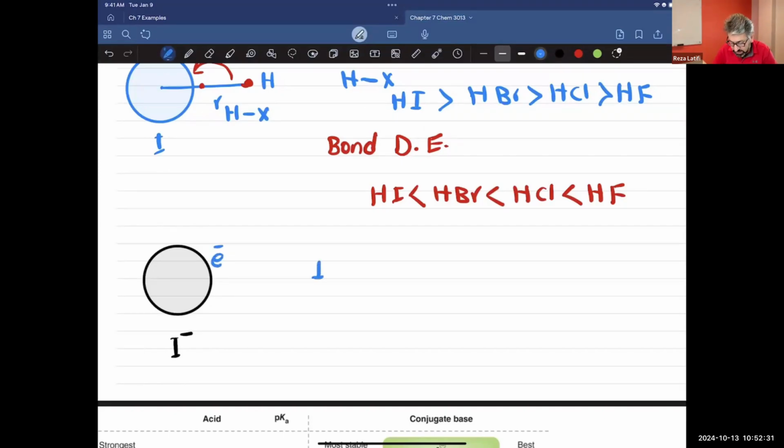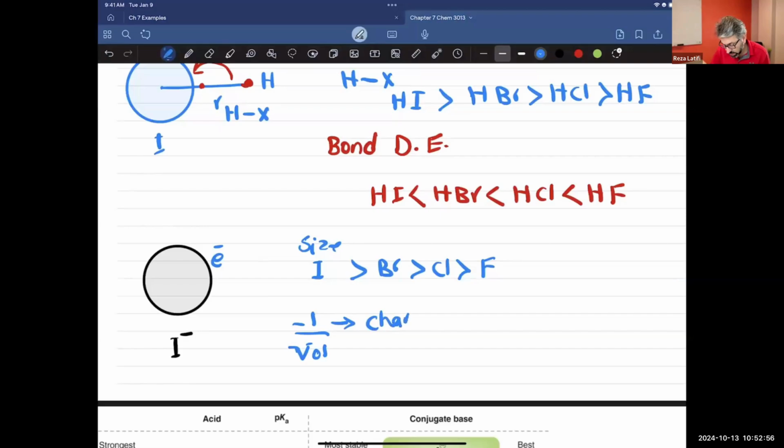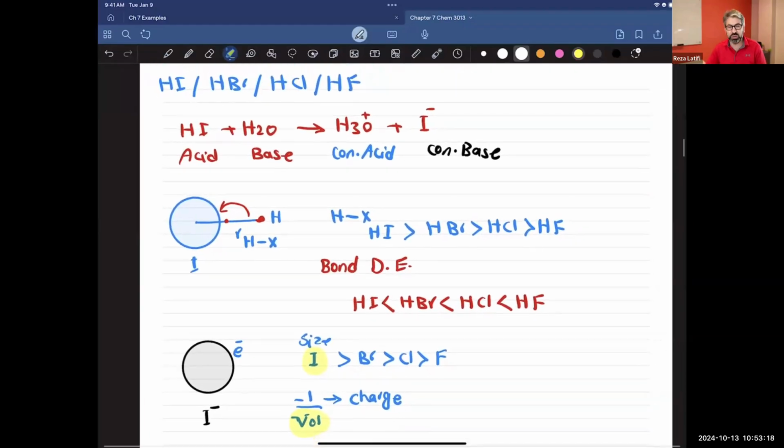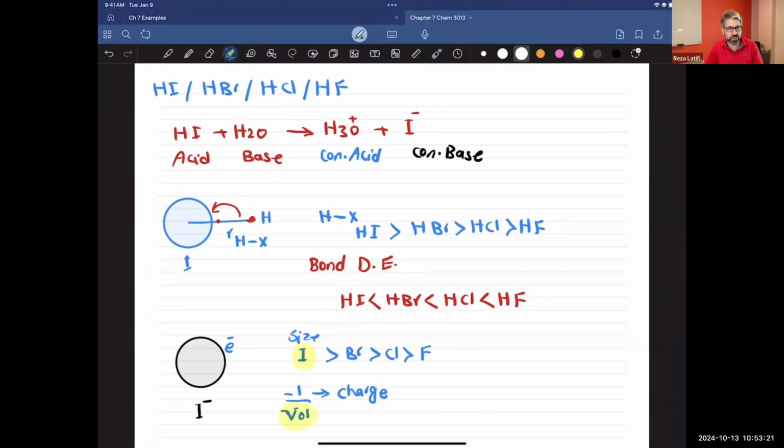Iodide has the biggest size of any of these elements. Because it's so big, it can easily accommodate the negative charge. So we have a -1 charge divided by volume, and the volume of iodide is the biggest one. The charge is not changing. The only thing changing is the denominator, volume. So the smallest ratio of charge over volume will be for iodide, and iodide will be way more stable.